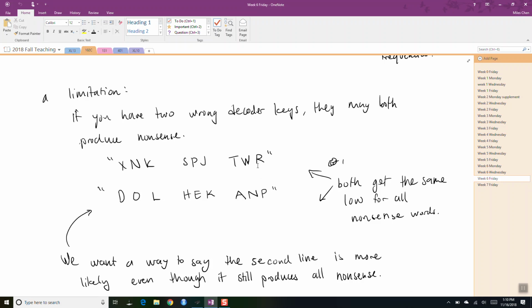So we also want to include the ability to compare these two and say this one is not correct, but it's less bad than this one. In order to do that, we are going to take a look at basically two-letter combinations in the English language. So this is where we're going to pick up today.